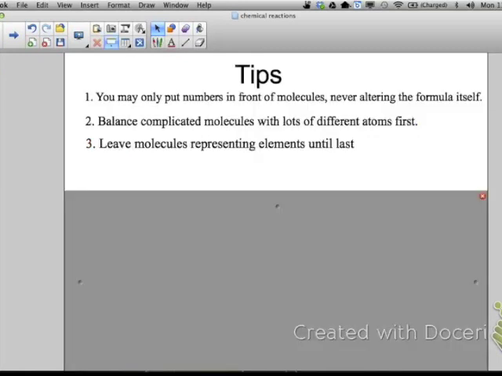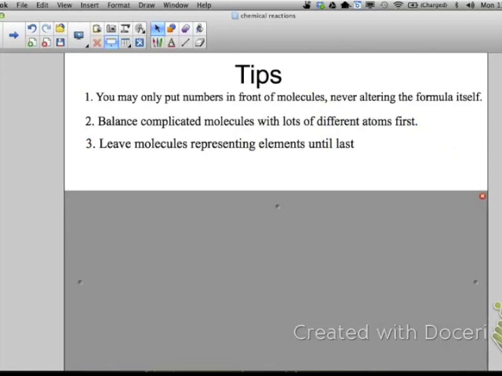Here are some tips I'd like for you to remember as we're going through these, and we'll remind you as we go through. First tip, you may only work on the coefficients, the numbers in front of the molecules. You can never alter the formula itself. Remember, if you change the subscripts, you're changing what the compound is, not how much of it you have.